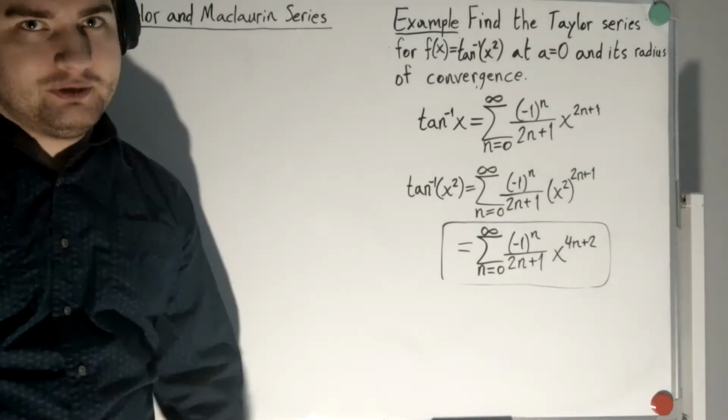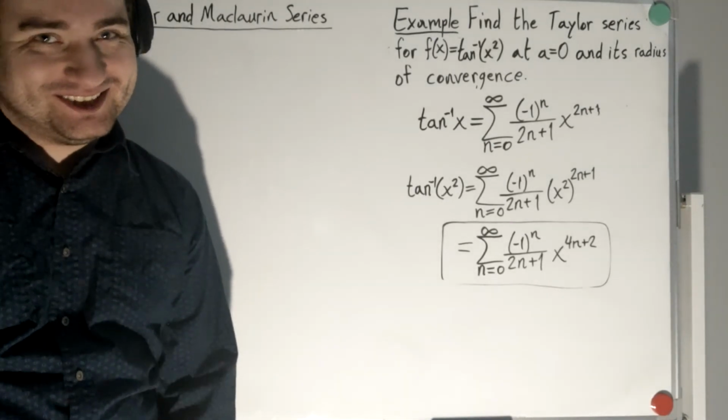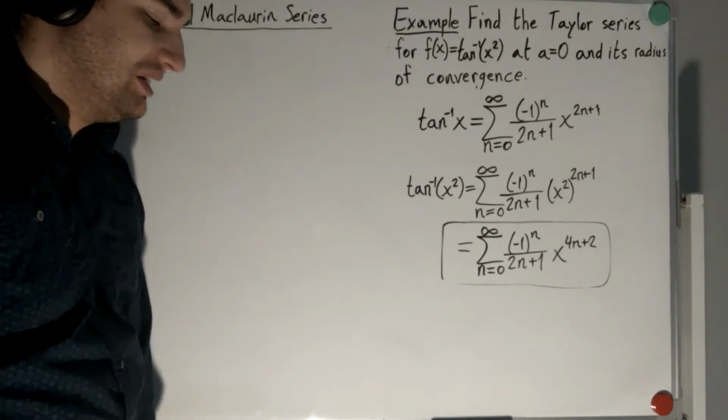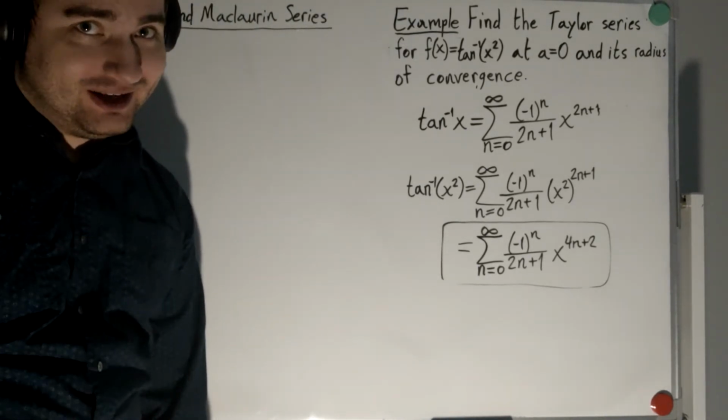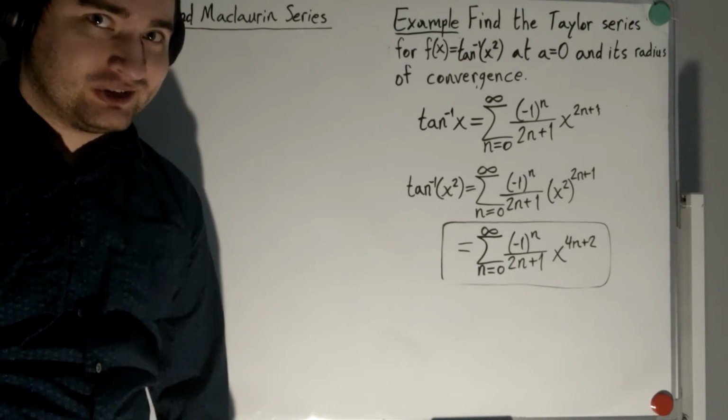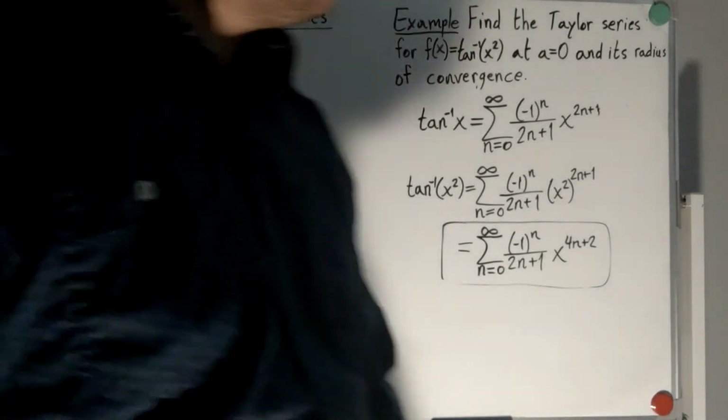I won't go through the radius of convergence because it's pretty much exactly the same. It will also end up being absolute value of x has to be less than 1. And so then the radius of convergence is 1.